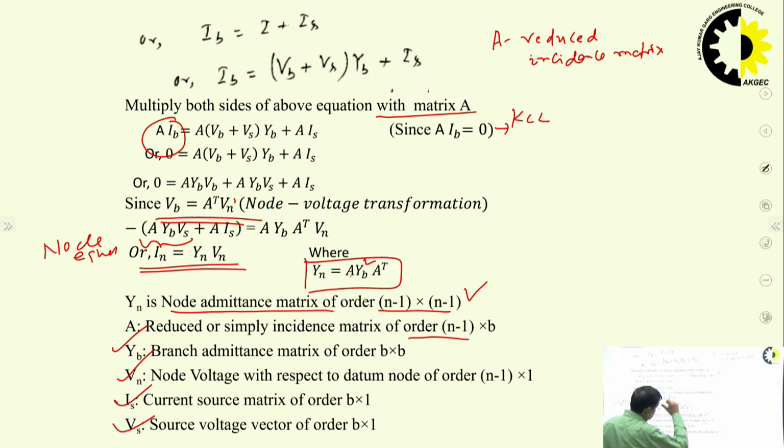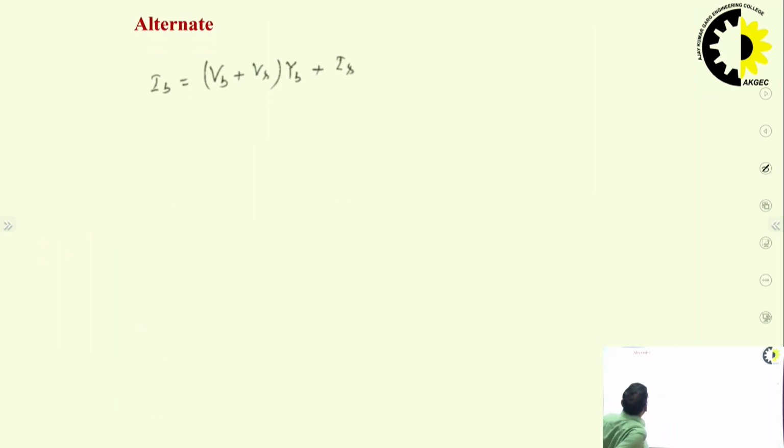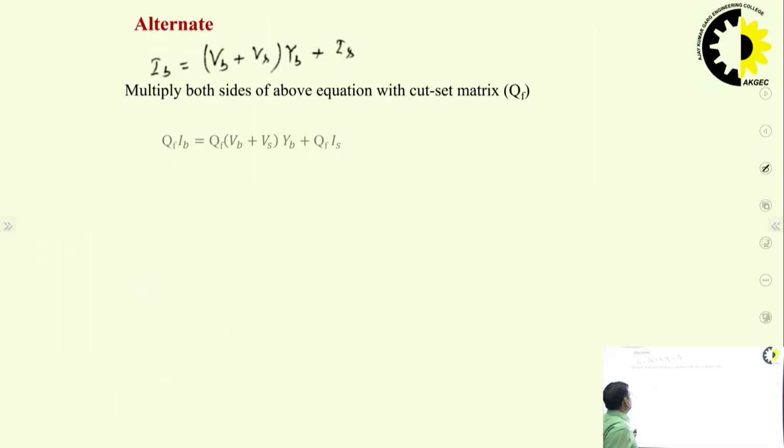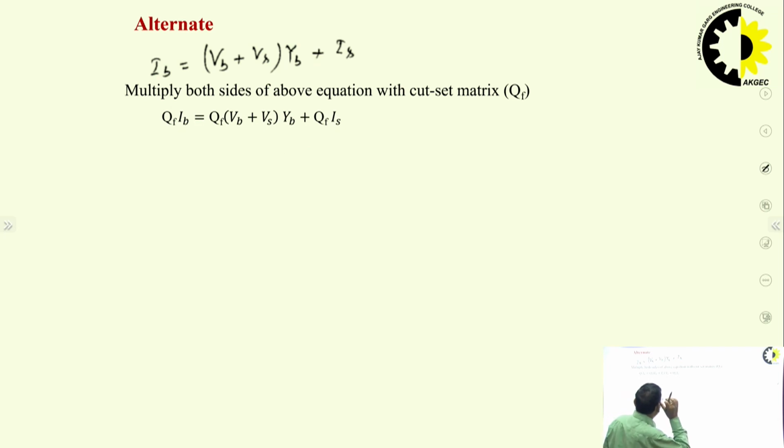Now, to carry out the nodal analysis, we can apply another approach. We have obtained these equations using the incidence matrix or reduced incidence matrix. We can also carry out the nodal analysis using the cut set matrix. So, this is the alternate way of writing the nodal equations. In place of the reduced incidence matrix, we can write the cut set matrix.